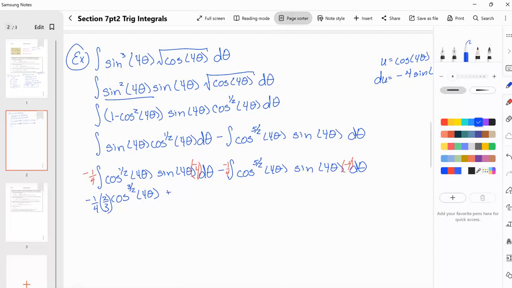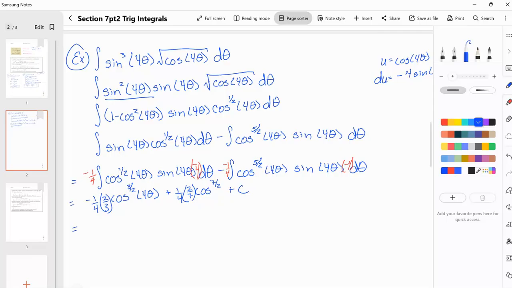Over here, this would be plus 1/4. Same thing, I'm going to add 1 to the exponent, so that's now going to be a 7/2. Now I'm going to divide by 7/2, which is the same thing as multiplying by the reciprocal, 2/7, and then plus c. So you see how we did that u substitution?